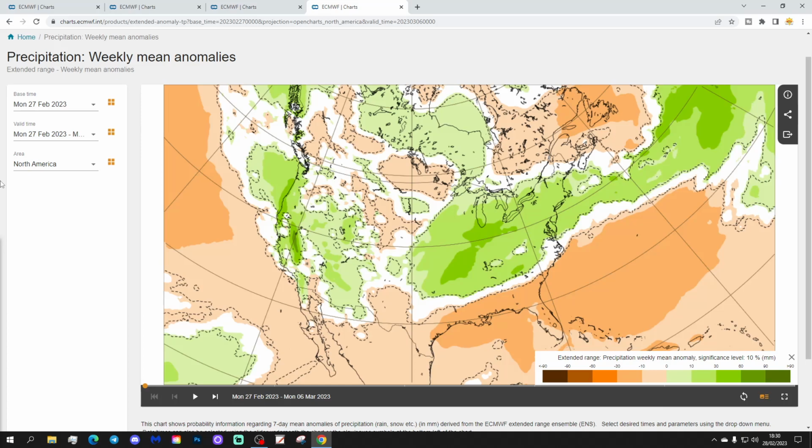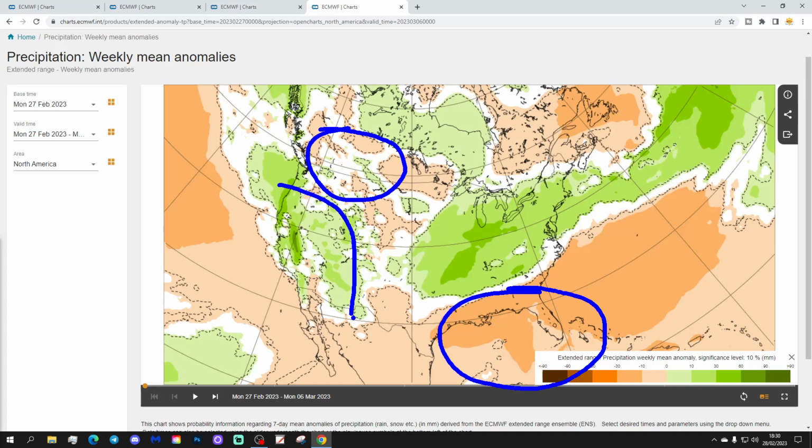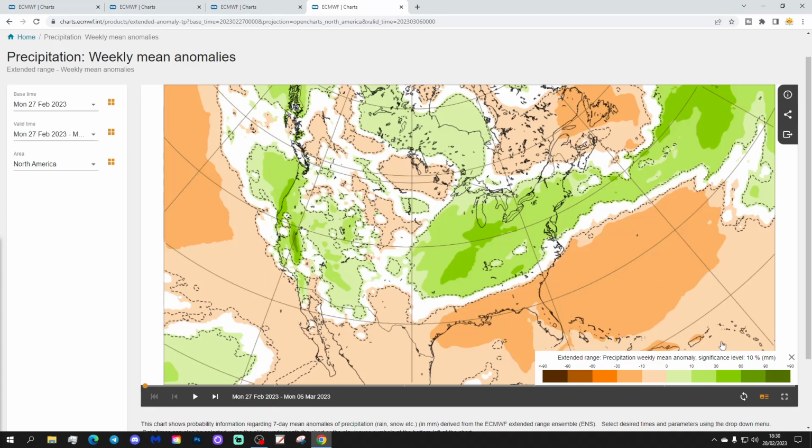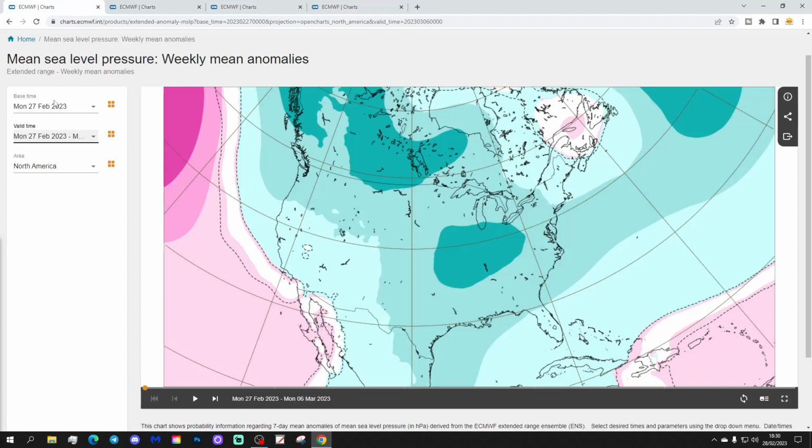And precipitation-wise, rather unsettled week to come. Dry in the far south and southeast along the Gulf Coast and towards Florida. A little bit on the dry side up towards the northwest as well, but generally wet from the Pacific coast to the Rockies, and then east of the Rockies through the Midwest towards the eastern seaboard.